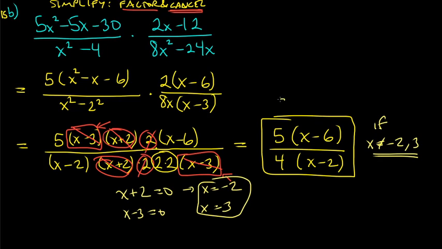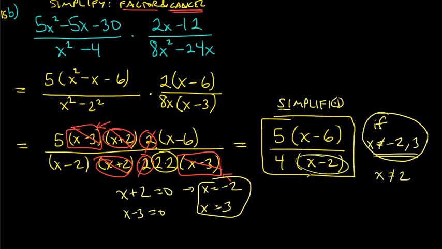But in the end, I really just want the simplified version here. Oops, I can't spell simplified. You don't need to put the if x is not equal to negative 2 or 3. I'm not requiring that. On the other hand, you should be aware of it, especially if you're going into college algebra, that these are restricted values. They're not in the domain of the original expression. And you can say that positive 2 is as well, because that's a restricted value. The point is it's a restricted value of both the original and the simplified version. All right, moving on to part C.